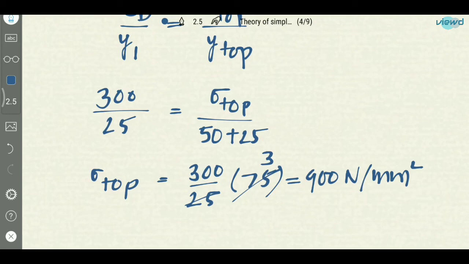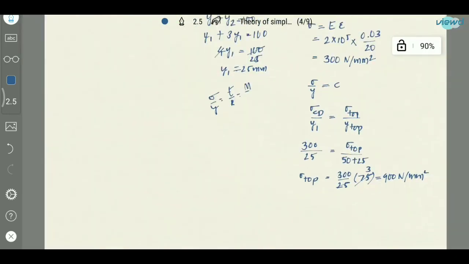So this is how we need to solve the problem. We have applied the bending equation and we have solved the problem.